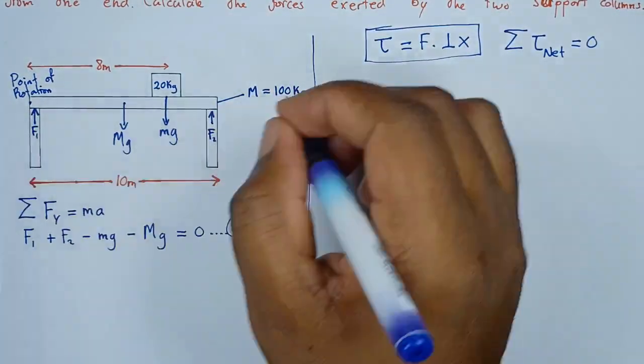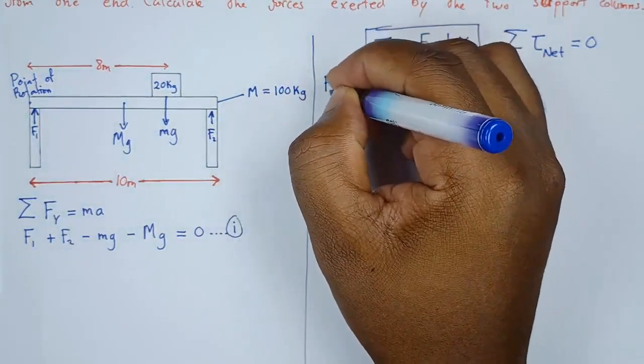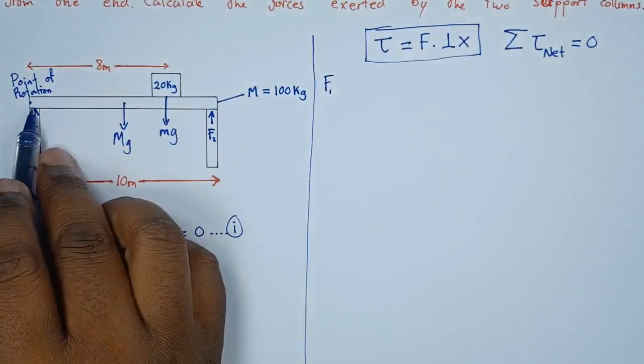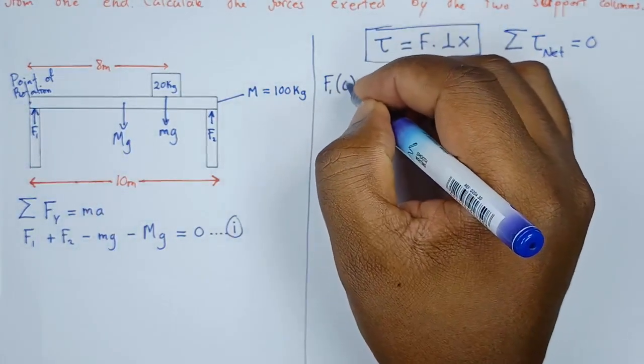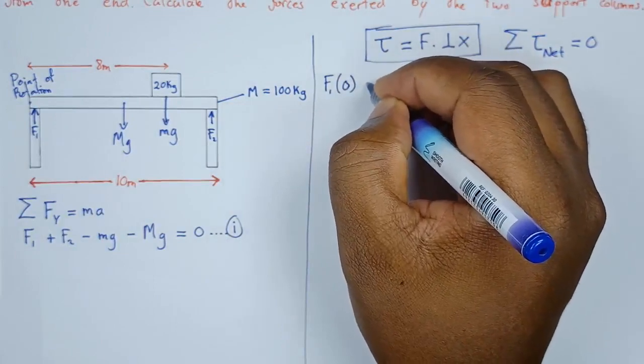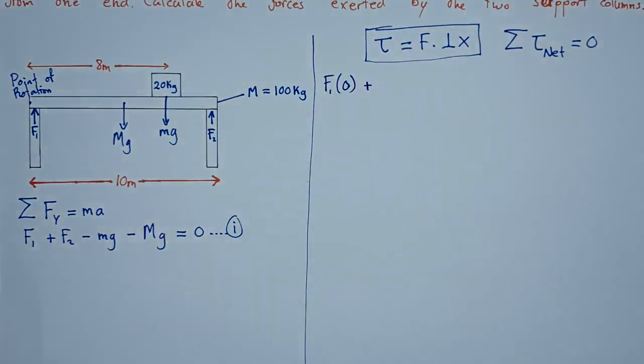The force is F1, but the distance from this point to the point of rotation, which is the same point, is 0. Hence, this will just get a 0. So, plus, remember we're summing them. So, we have to identify which force will produce a positive torque or a negative torque. And by that, we're talking about clockwise and anti-clockwise.